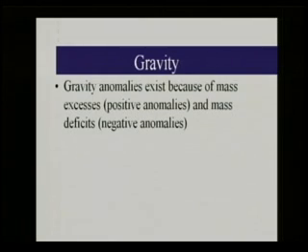Gravity. We know we have gravity anomalies on the Earth's surface. Gravity, of course, results from a body, a mass. The pull of gravitational attraction is dependent on mass as well as distance between the two objects. But we do have anomalies because of either mass excesses, we'll get positive anomalies, or mass deficits, and we'll see negative anomalies in the gravitational record.